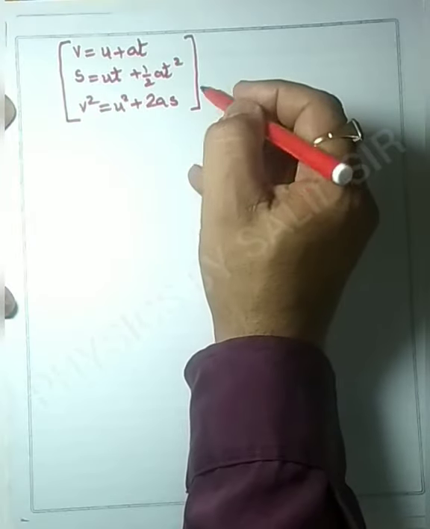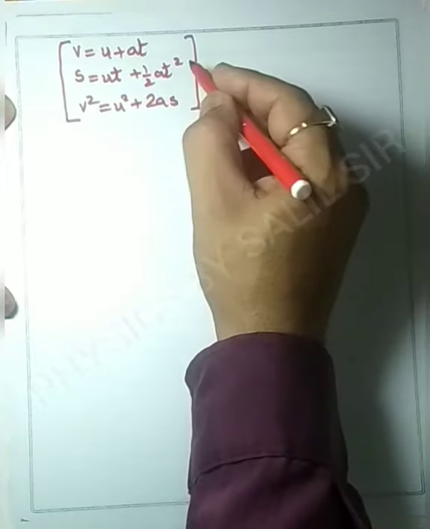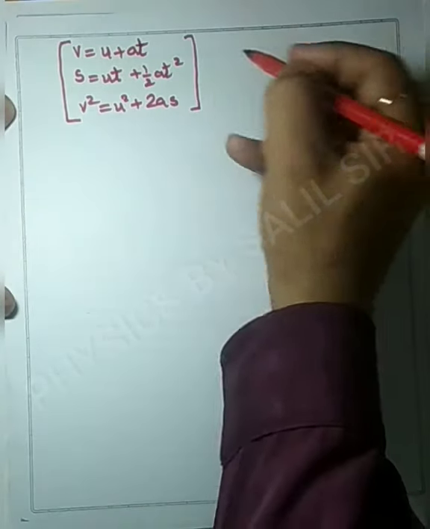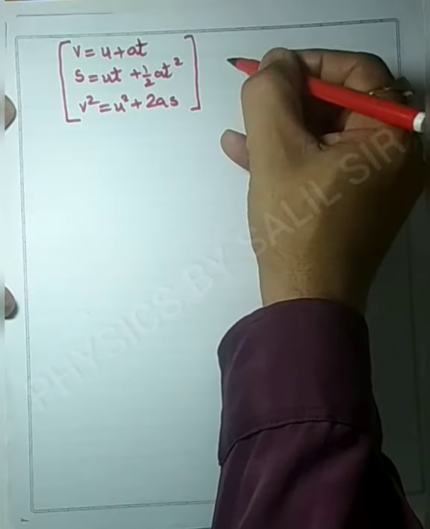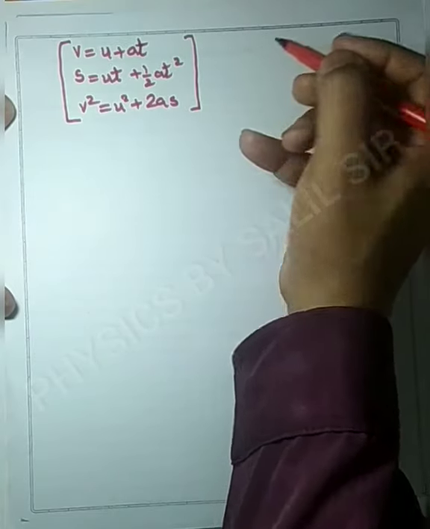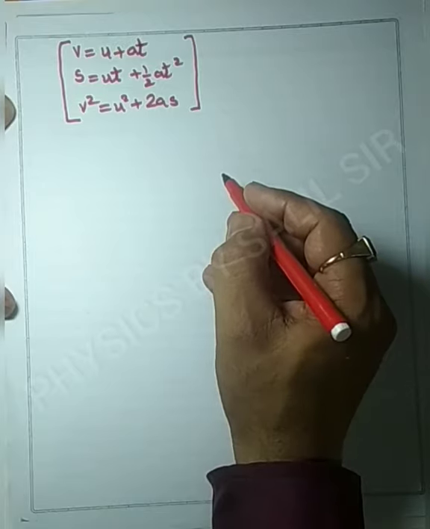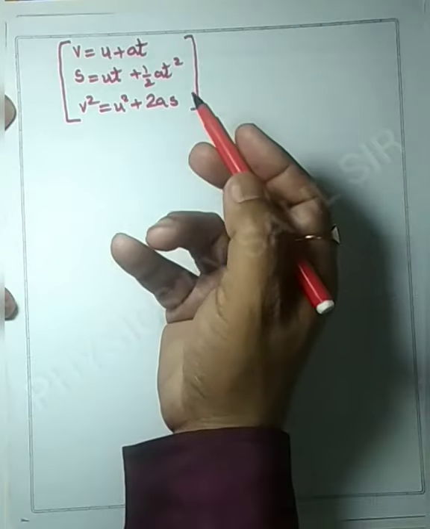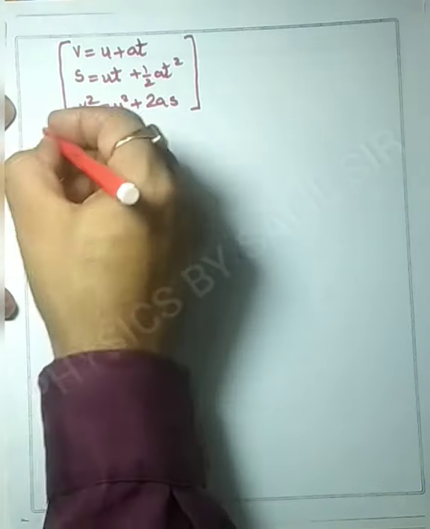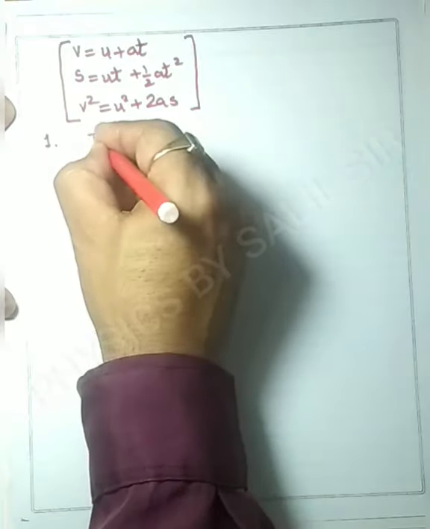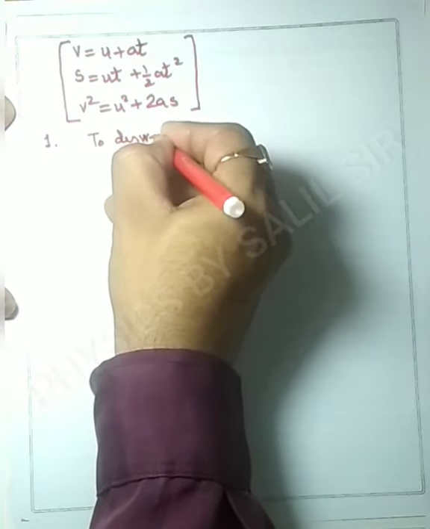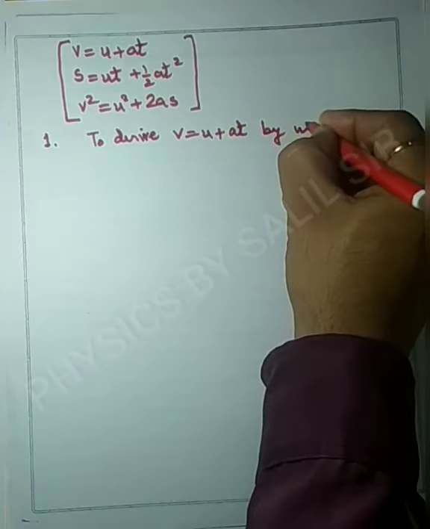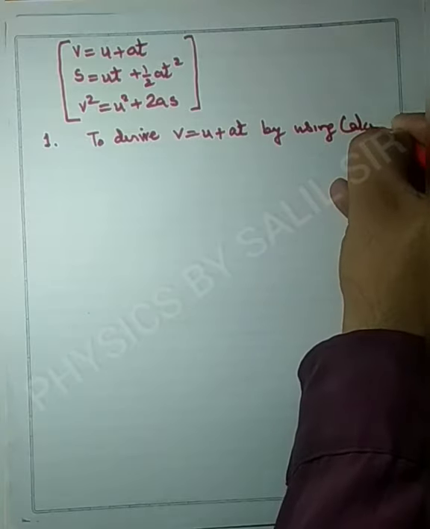By using these parameters you have derived these equations of motion by using the graphical method in class 9th, but in class 11th you have to derive these equations by using the calculus method. So one by one I will explain the derivation of these equations. Let's take the first equation, to derive v is equal to u plus at by using the calculus method.